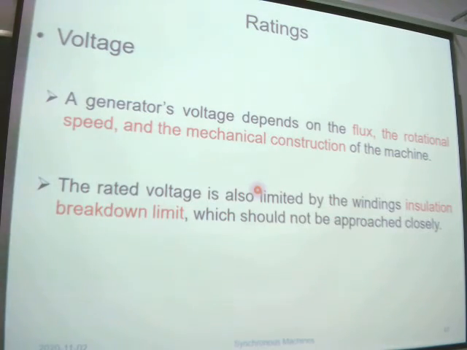And also we see the voltage. Here the voltage depends on the flux, the speed, and the mechanical construction. And also the speed, the voltage is limited by the insulation limit.